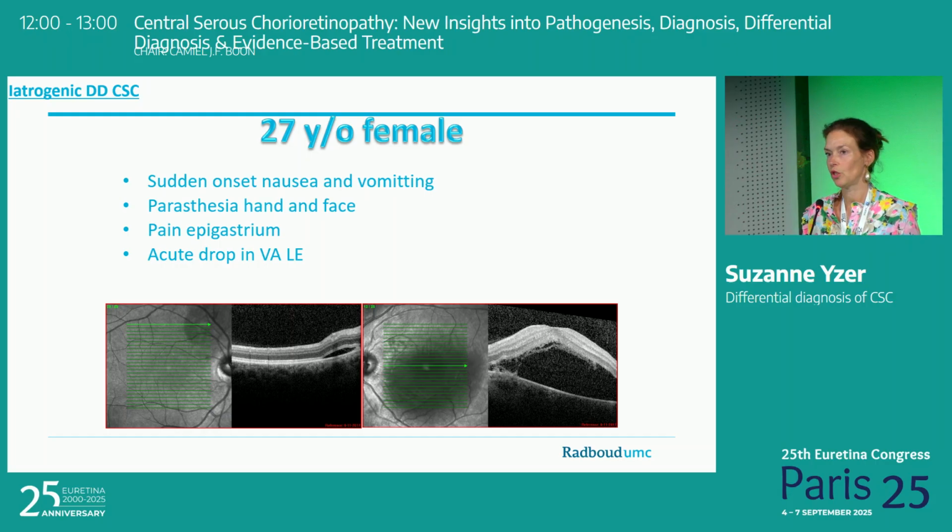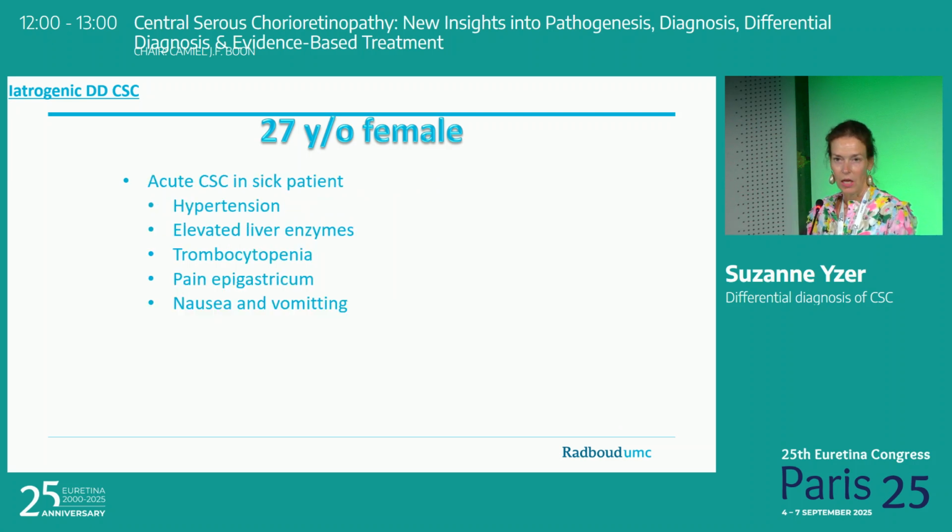We made the OCT, but she was actually too sick for fundus photos and everything else. So she was returned to the neurology department. And so we sat down and we looked at it. It was like, this looks like acute central serous chorioretinopathy, even with these changes here. Like, what is this? Subretinal fluid, abnormal changes in the choroid. So we thought this is acute central serous in a very sick patient.